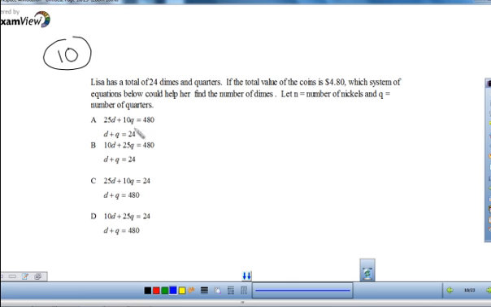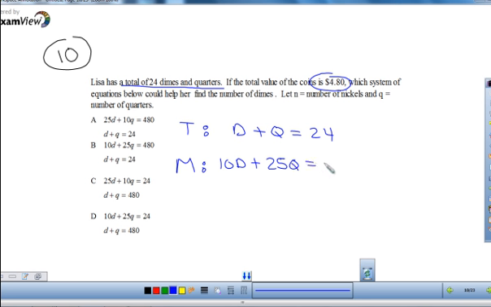Okay, so for number 10, they just want us to set it up. Remember, you're going to have a total and a money equation. Lisa has a total of 24 dimes and quarters. So we're talking about dimes plus quarters, and she has a total of 24. If the total value of coins is 480, which system represents the equations that can help find the number of dimes? Dimes are worth 10 cents, quarters are worth 25 cents, and our total money is 480. So my answer is going to be B.